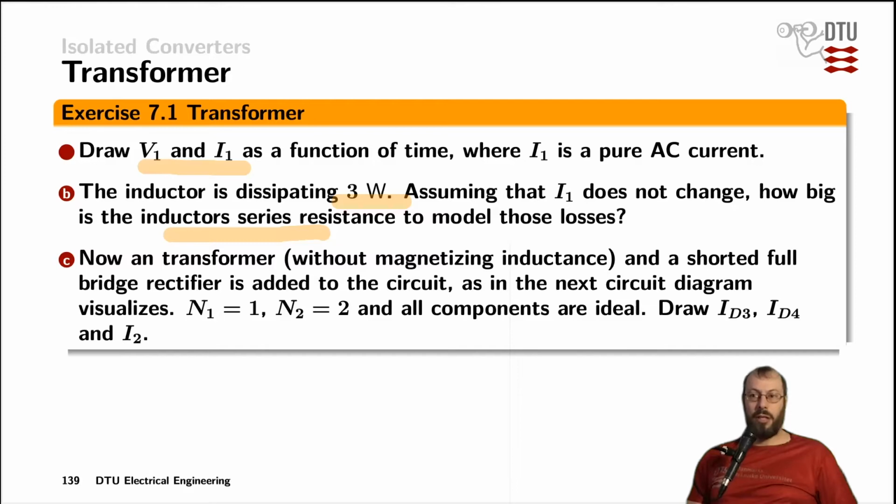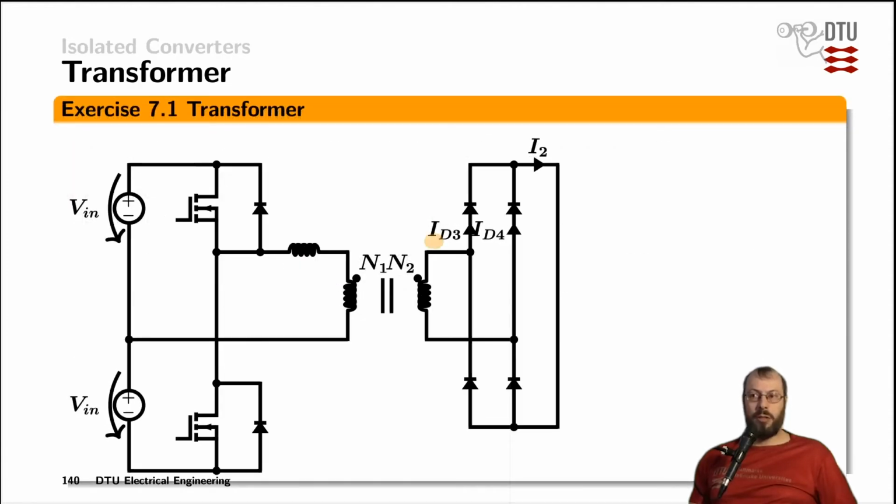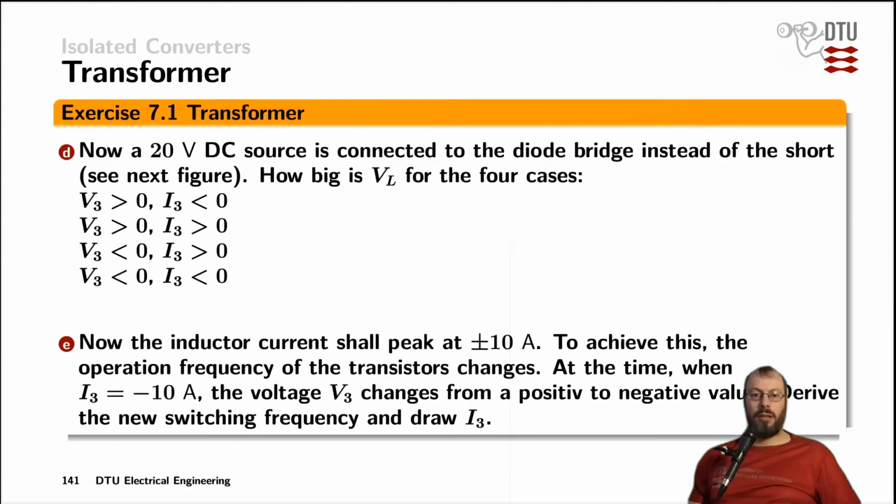Afterwards, we change the circuit into an isolated converter by using a transformer. And the question to you is, how do the diode currents ID3 and ID4 look like in that full bridge rectifier if the load is simply shorted? In the next step, this exercise develops by adding a 20-volt DC voltage source at the output instead of the short.